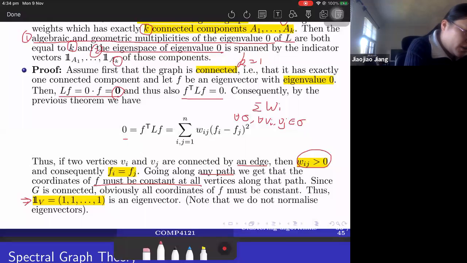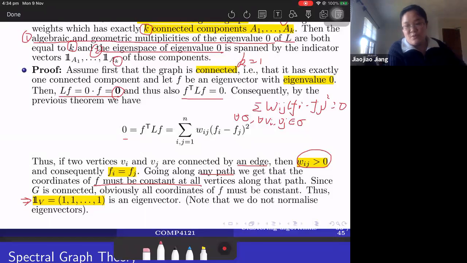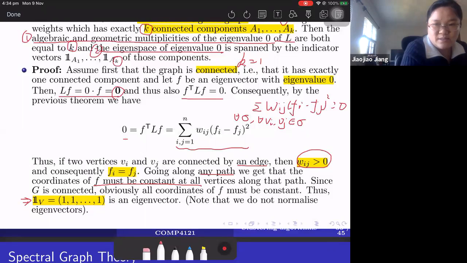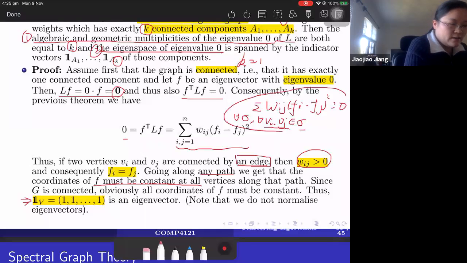We just need to prove that Wij and then (Fi minus Fj) square is equal to 0. Okay, so if this is equal to 0, then we can easily get that this is also equal to 0, right? So from here we get, for an arbitrary edge, Fi is equal to Fj. Now for an arbitrary path, or any two nodes on the path, we also have this amount equal to 0.